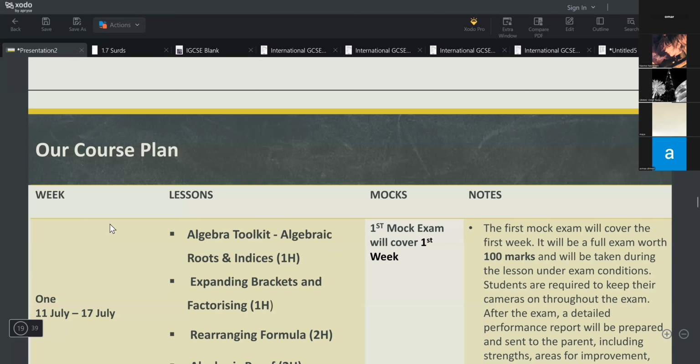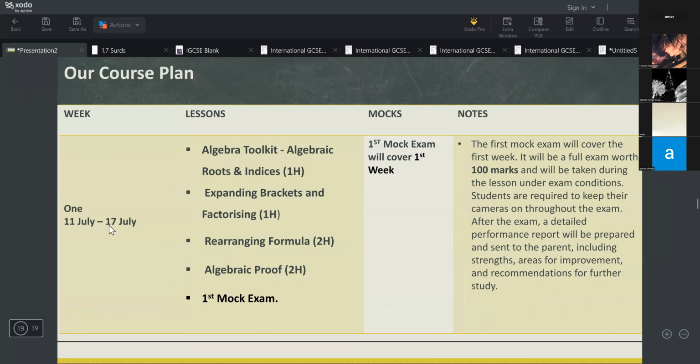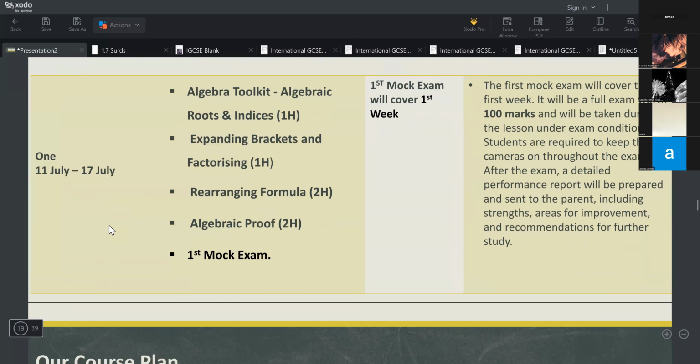Okay, in the first week, inshallah, we will start from next week, from 11 July to 17 July. In the first week we have topics for unit 1, 2 sessions and 2 sessions for unit 2, and we have a mock exam each week.